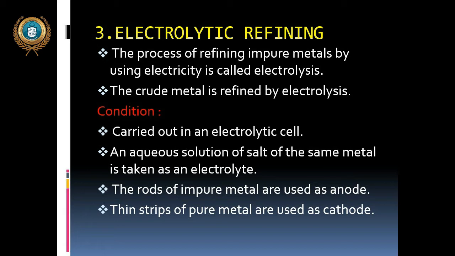அங்கே உள்ள அதே மாதிரி condition தான், we have to take anode, then cathode, then electrolyte. So the whole setup, electrolytic cell நடக்கணும். Here the electrolyte what we have taken is the metal salt. இப்போ நம்ம எந்த மெட்டலை ரிஃபைன் பியூரிஃபை பண்ண போகிறோமோ அதோட மெட்டல் சால்ட்டை தான் எடுக்கணும்.